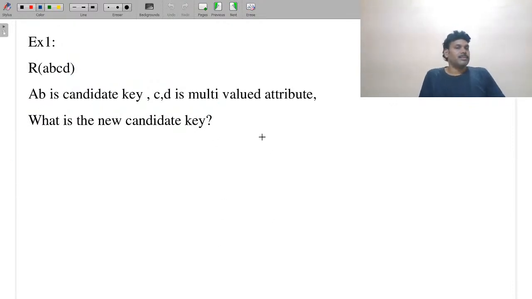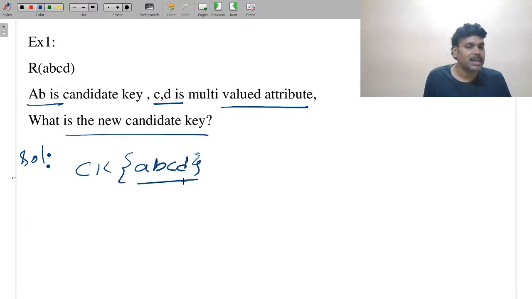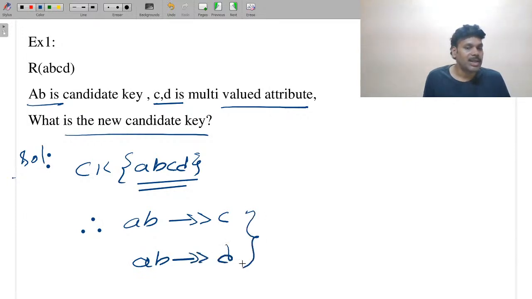Now come here. So AB is a candidate key, CD is multi-value. What is the new candidate key? Very simple: your candidate key is AB with CD. So there is a multi-value dependency: AB implies C and AB implies D, using the concept of what? Complementation rule.